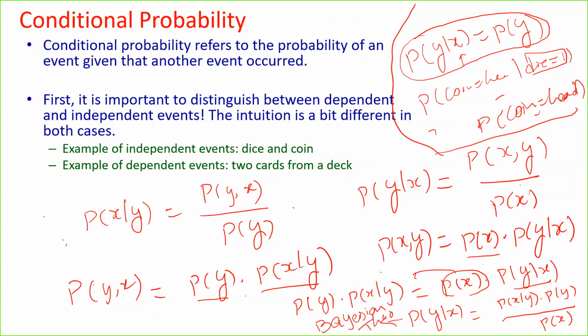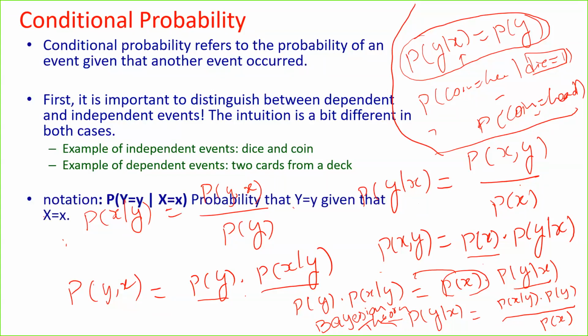The Bayesian theorem forms the basis for many algorithms like the naive Bayes classifier, maximum a posteriori classifier, maximum likelihood classifier, Bayes optimal classifier, and Bayesian belief networks. All these are based on this theorem. Probability of y given x is equivalent to probability of x given y times probability of y divided by probability of x. Okay, is that clear? Shall we move on?